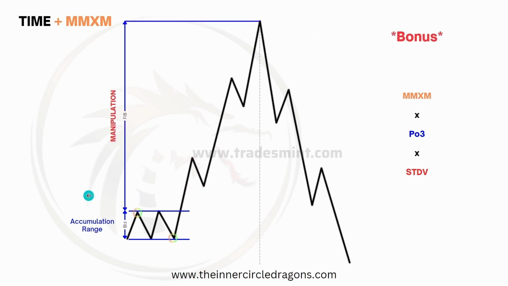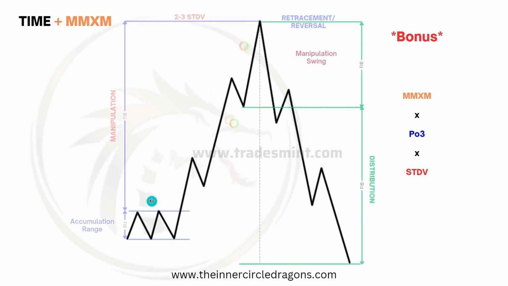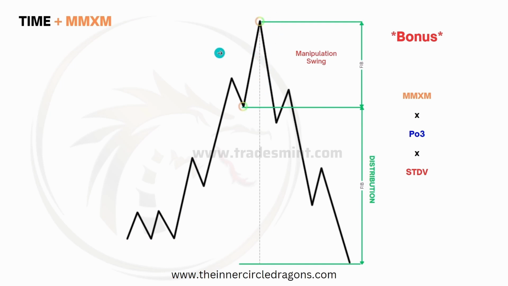Now, if we take the accumulation range and we project deviations higher, this will give us our manipulation leg. The manipulation leg is where we can expect to find a retracement or a reversal after tagging a higher time frame level. Now, generally, the manipulation leg will run to around 2 to 3 standard deviations of the accumulation range. If we take the manipulation swing that completed our buy program and we project deviations lower, we can predict our distribution leg to terminus. The distribution leg will normally fill 4 to 5 standard deviations of the manipulation swing.